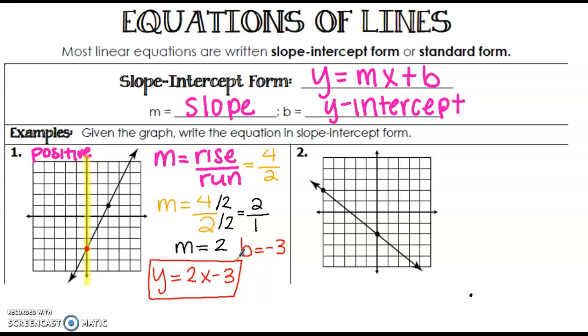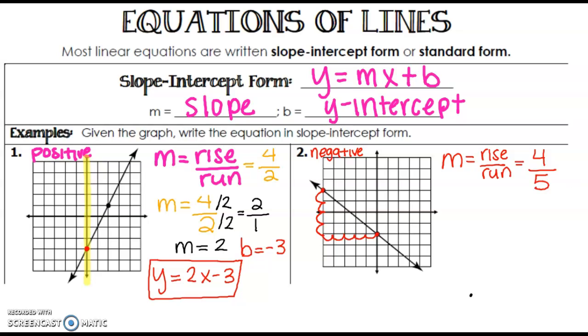Let's look at number 2. Number 2 is a little bit different because we see that this slope is heading downwards. Therefore, this is a negative slope. And when it's a negative slope, for my rise, instead of going up, I'm going to go down. So I'm meeting these 2 points right here. I will be going down 1, 2, 3, 4. Then I will be running 1, 2, 3, 4, 5. So 4 over 5.